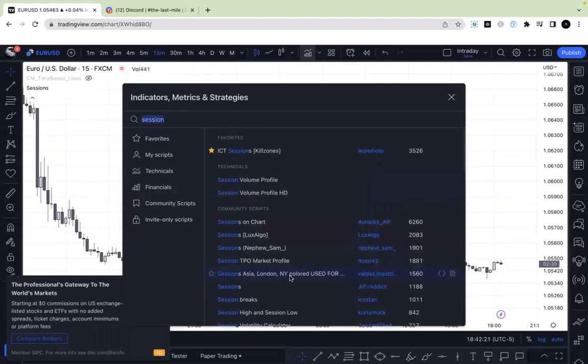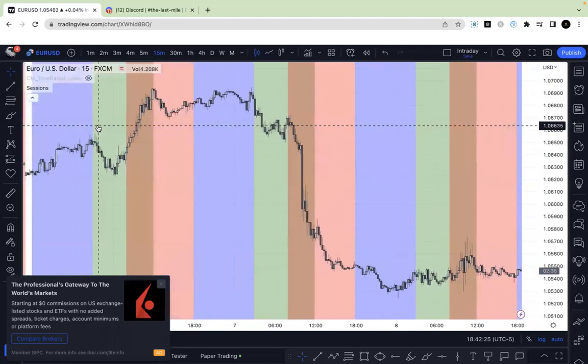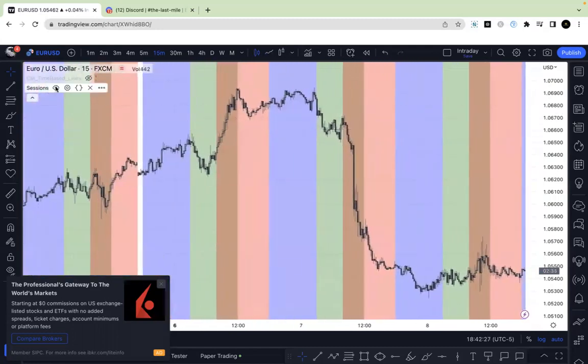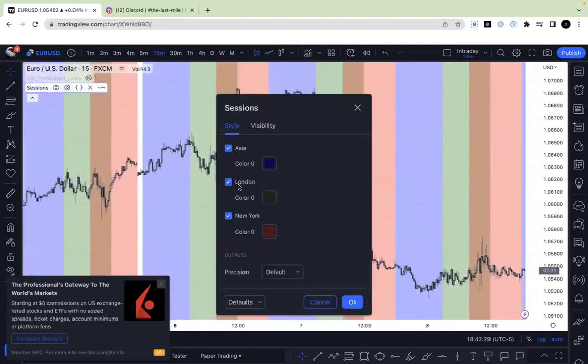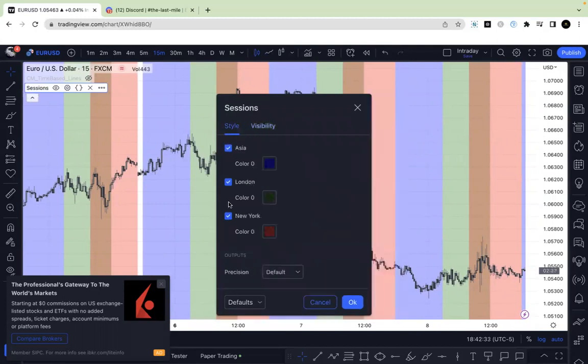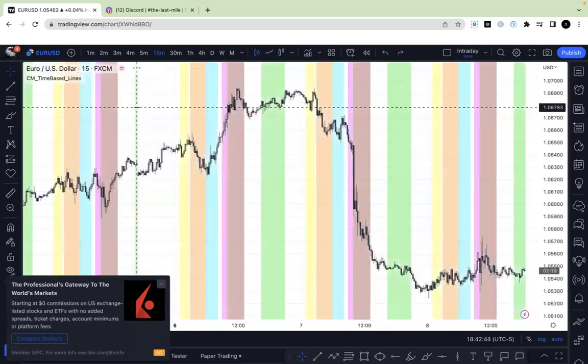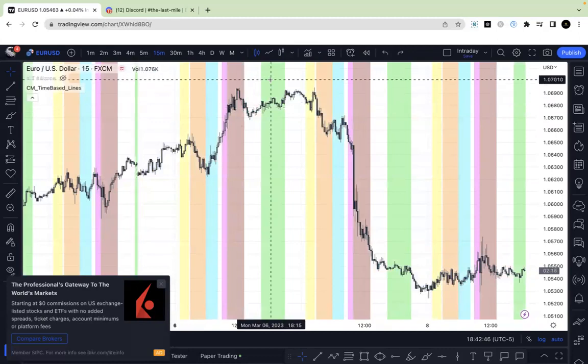Let's see what this one even looks like. This one's very similar. It's not set up, but it's the same thing: Asia, London, and New York. I actually might like this one better, but this one gives you less control because it doesn't let you change the times. It just goes by Asia and New York.